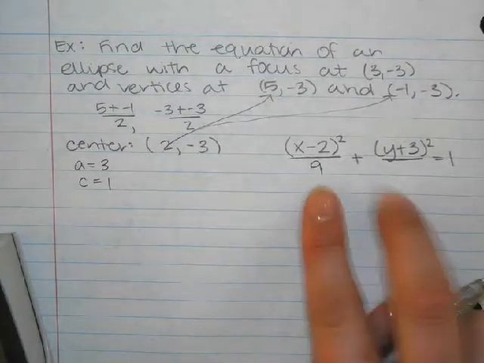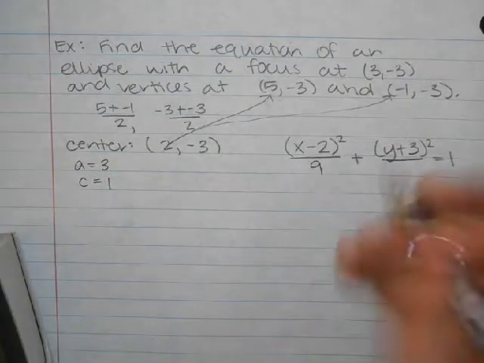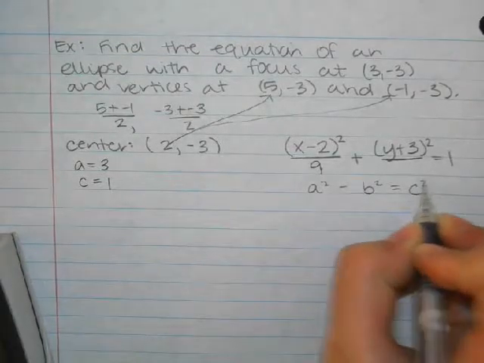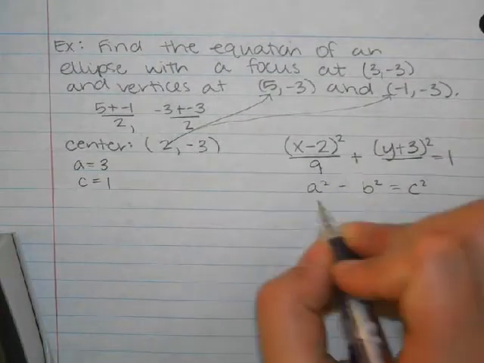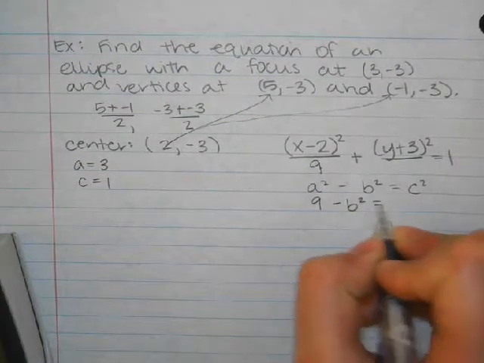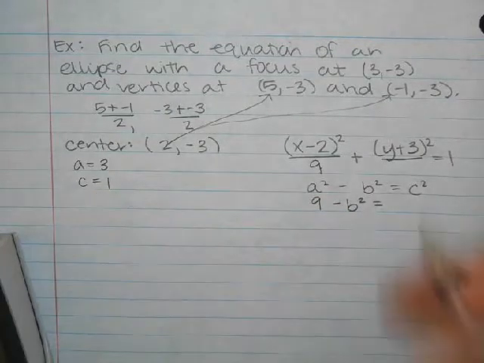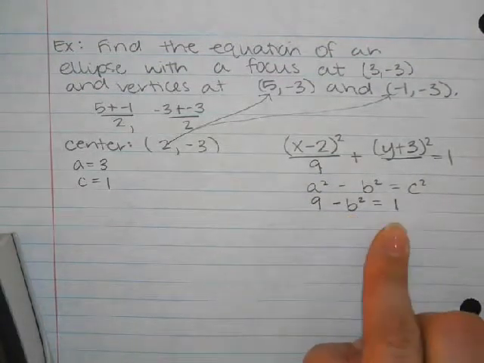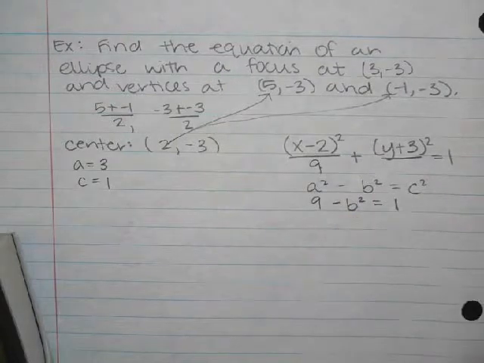You take the bigger minus the smaller, and that equals c squared, right? So we're going to say a squared minus b squared equals c squared. We know that the bigger number is 9, right? So 9 minus b squared equals, we know that c is 1. What should c squared be? 1. So 9 minus whatever b squared is needs to equal 1. So how do I solve that for b squared? Minus the 9.